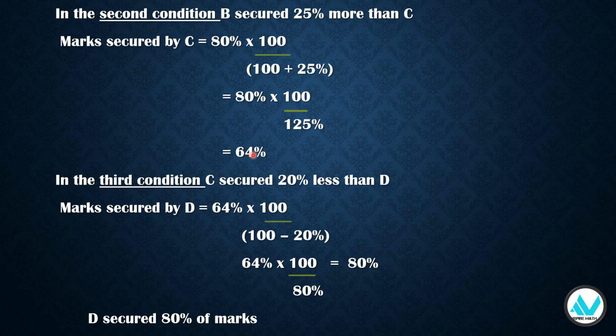The third condition states C has secured 20% less than D. Now let us see what is the mark secured by D. Now this is the mark secured by C. So 64% into 100 by 100 minus 20% because 20% less. Now 64% into 100 by 80. So when I cancel, I get 80%, which is nothing but the marks secured by D.